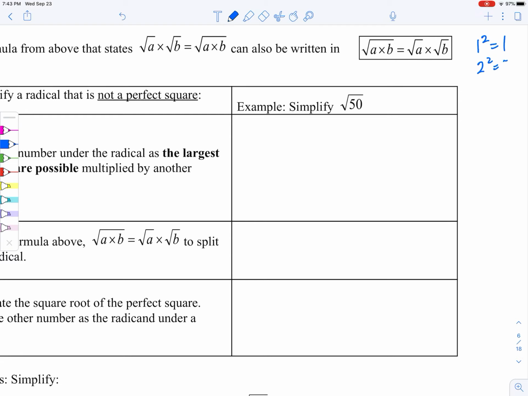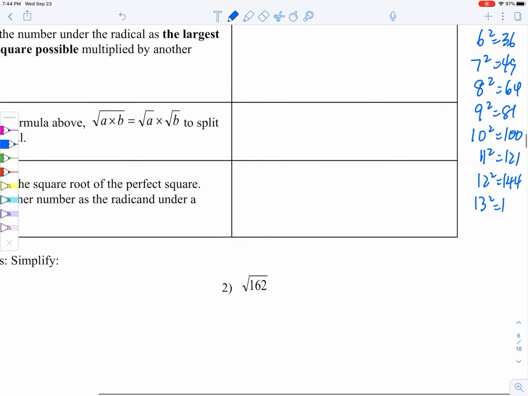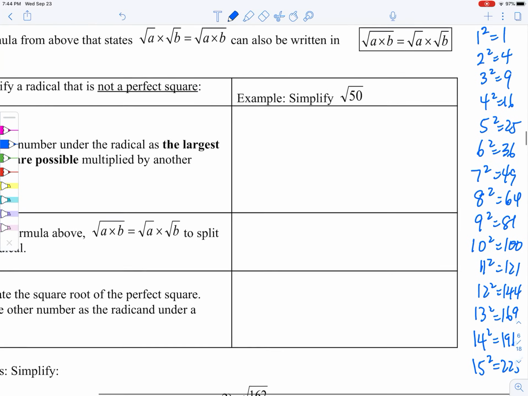So 1 squared is 1, 2 squared is 4. Oh my goodness. 3 squared is 9, 4 squared is 16, 5 squared, 25, 6 squared, 36, 7 squared, 49, 8 squared, 64, 9 squared, 81, 10 squared is 100, 11 squared, 121, 12 squared, 144, 13 squared, 169, 14 squared is 196, and 15 squared is 225. So it's just good to have that written somewhere.